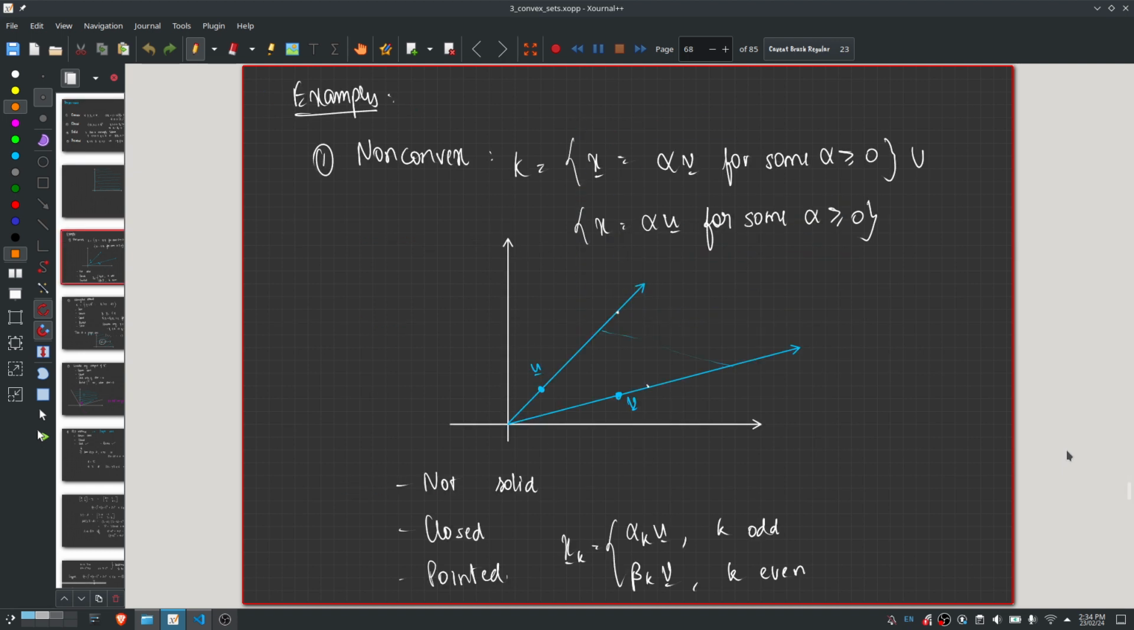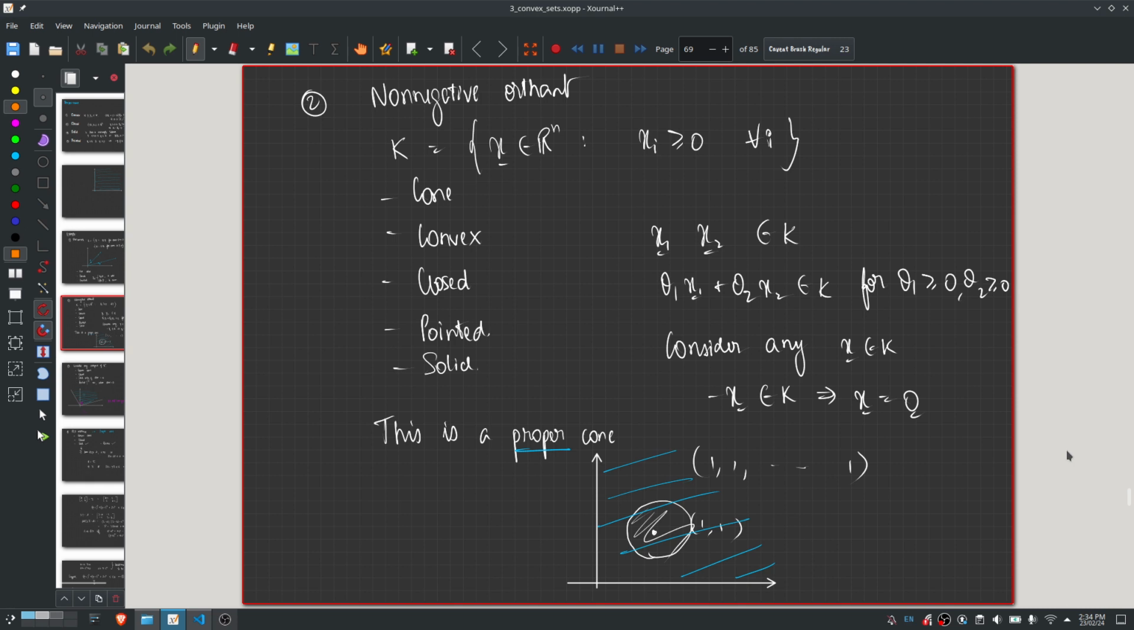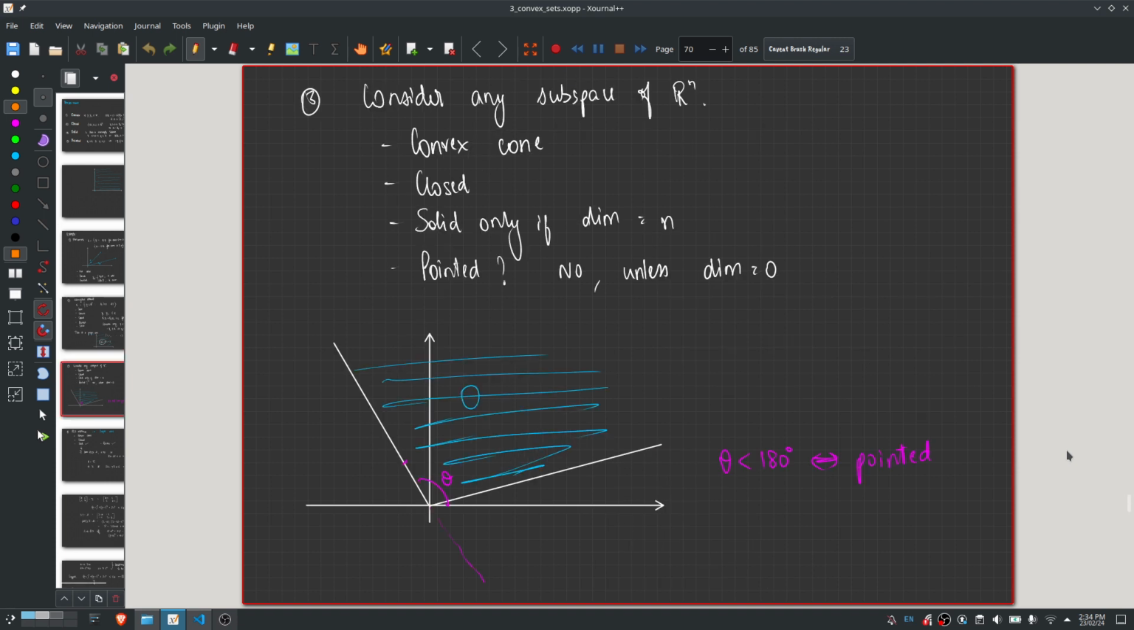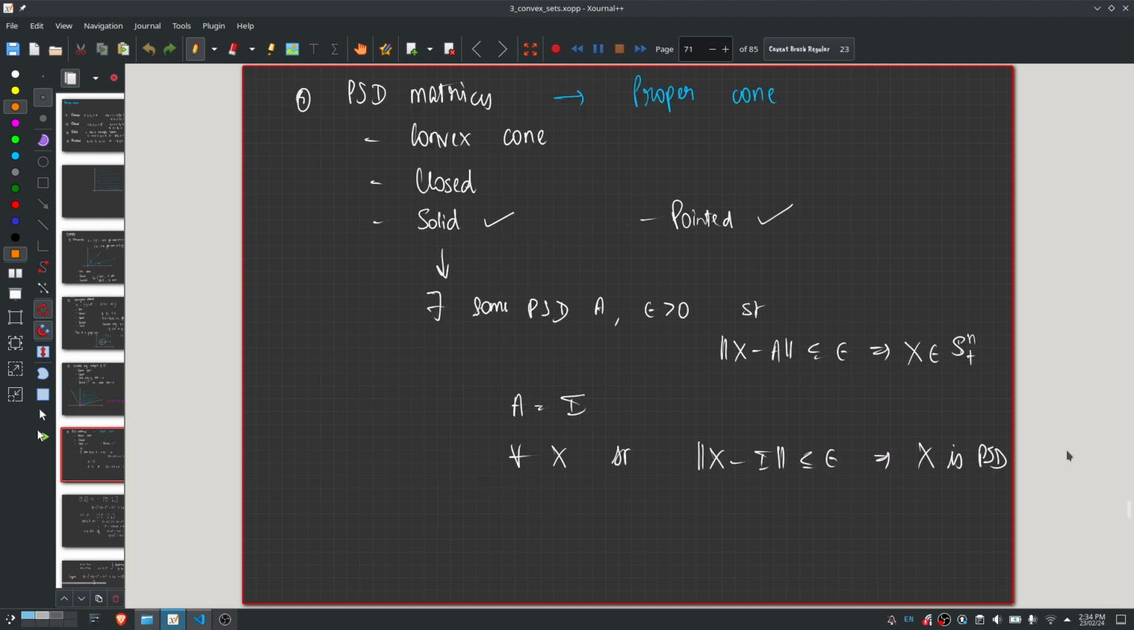We saw that, for example, the non-negative orthant was the first classical example of a proper cone. Similarly, you also have, let's say, the subspace, which is not a proper cone because it's not pointed. And we also saw that the second order cone, the ice cream cone, is a pointed cone.